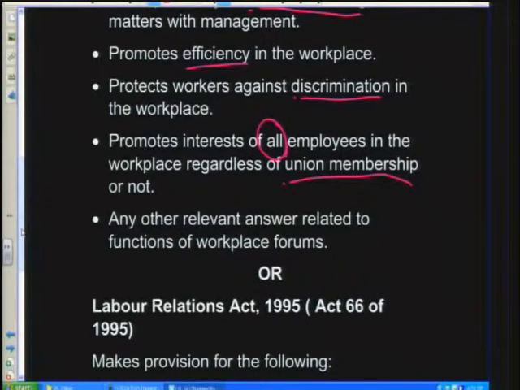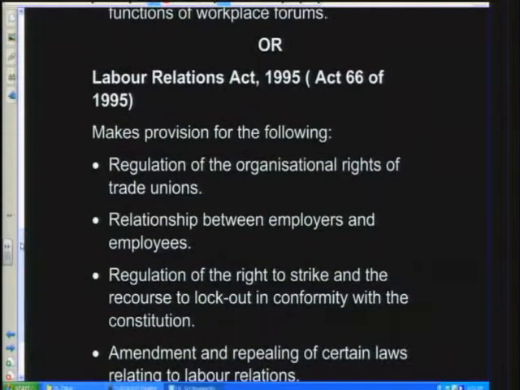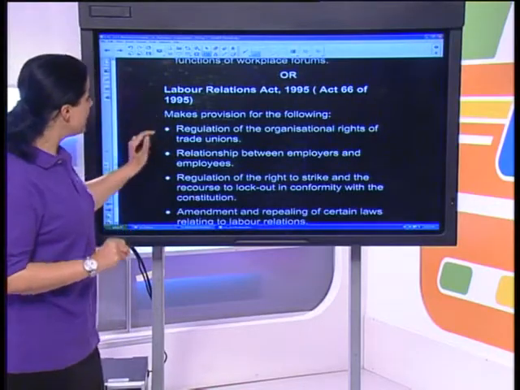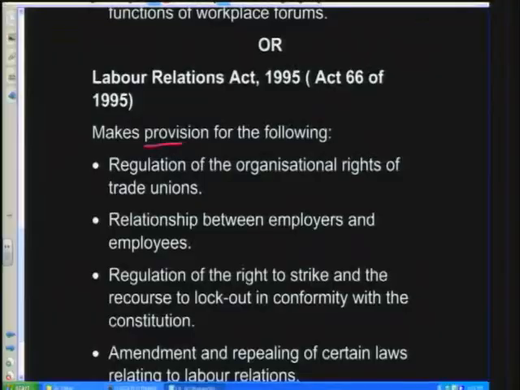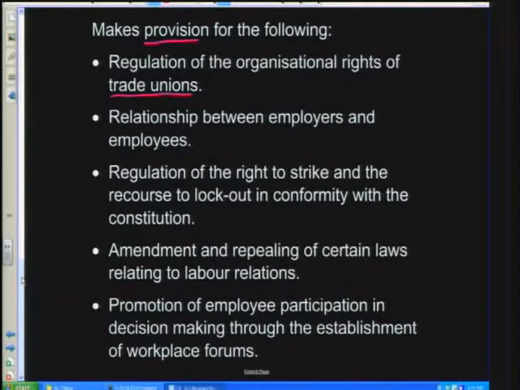But look at this. I have an alternative answer here where I said, you could have referred to the Labour Relations Act in this answer. You could have said, in the Labour Relations Act, they make provision for the following. They're saying regulations of the organizational rights of trade unions. Because remember, in the Labour Relations Act, they talk about what rights a trade union has in the workplace. It also stipulates the relationship between employers and employees, regulations of the rights to strike.